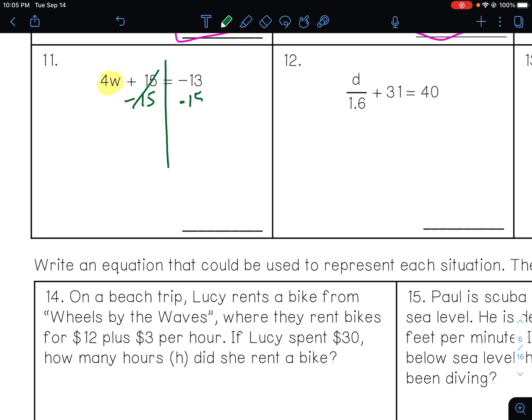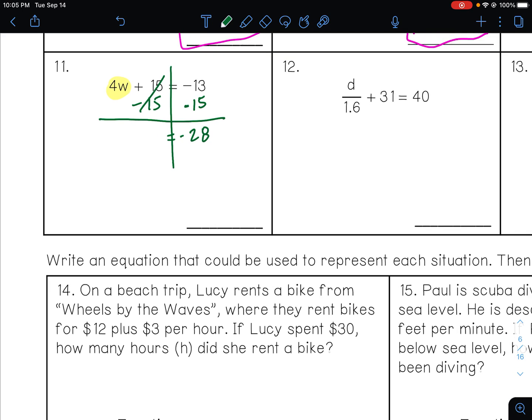Subtract 15 from here. Now, remember, I'm not subtracting 15 from 13 because they're both negative. Two negatives make a bigger negative when we are adding or subtracting, or I like to call that combining. 15 and negative 13, that is negative 28. And then this got canceled. The only thing left to bring down is 4w. So 4 times w equals negative 28.